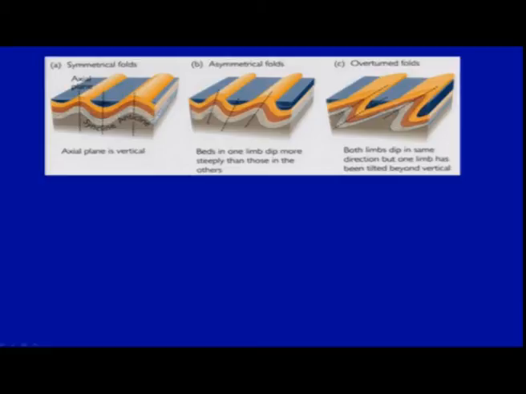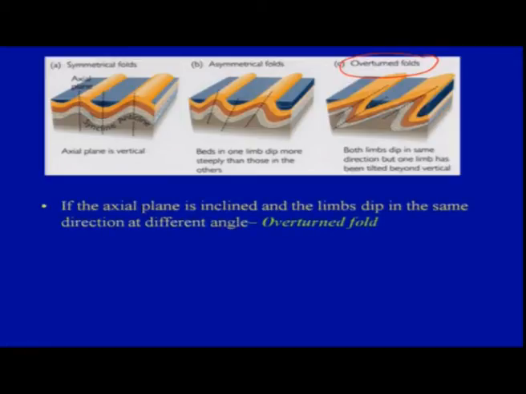Then we say they are asymmetrical folds because the angle of the limb is not the same, whereas in the symmetrical fold the angle is almost the same and they are dipping away from each other. And in an overturned fold, as more deformation goes on, both the limbs dip in the same direction, but one limb has been tilted beyond vertical. So you can remember: if the axial plane is inclined and the limbs dip in the same direction at different angles, we term that an overturned fold.